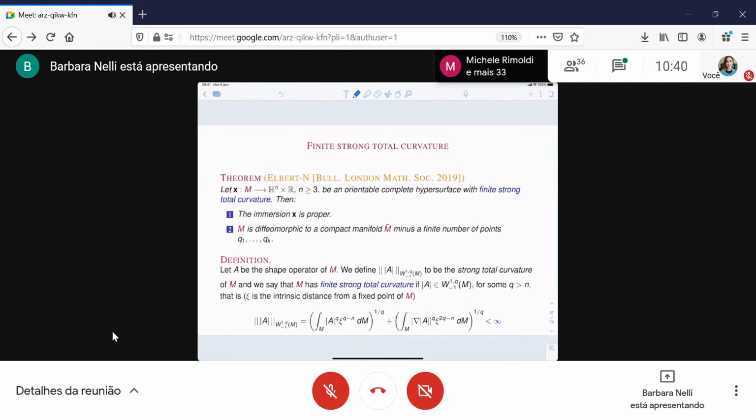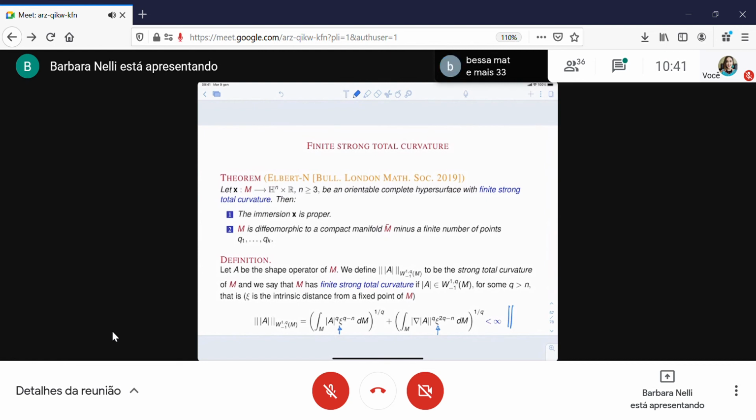Let me give the definition of finite total curvature, which is a little bit involved. If you take the shape operator of M, we define the strong total curvature of M. We assume that the norm of the second fundamental form is in this weighted Sobolev space. I will not read it. I just say that the distance from a fixed point of the hypersurface is involved.